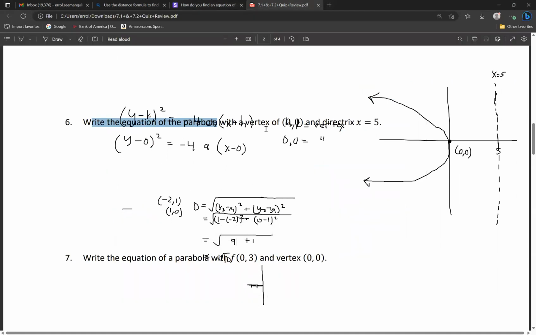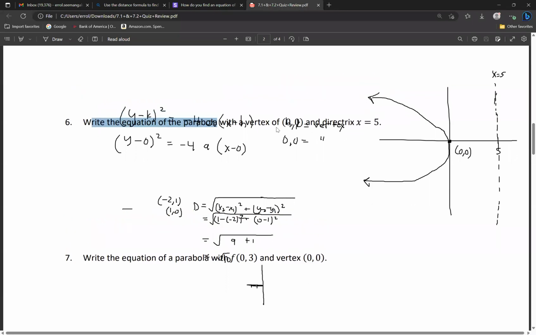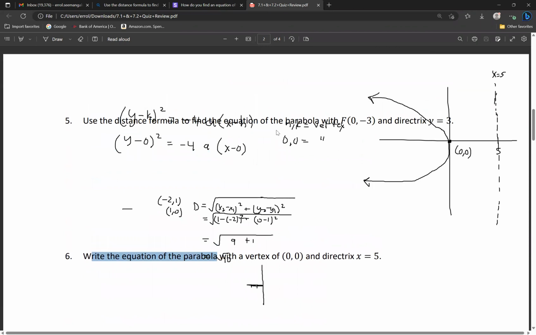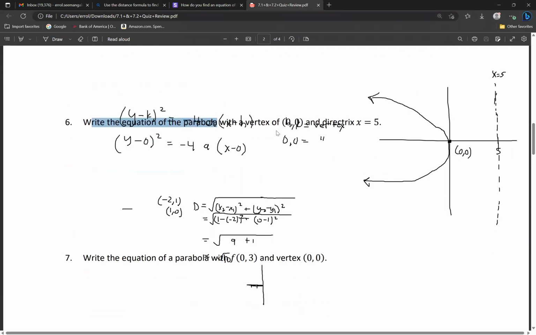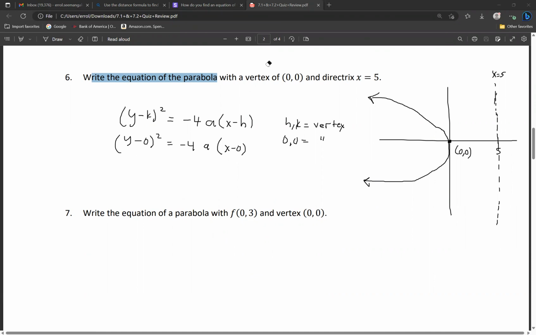All right. Let's go back. Which one was this? Which one are we on? 5? No, 6 we're on. Okay, let me rewrite this part right here. Let me erase this part right here. Okay, so what's the distance between the directrix and the vertex?